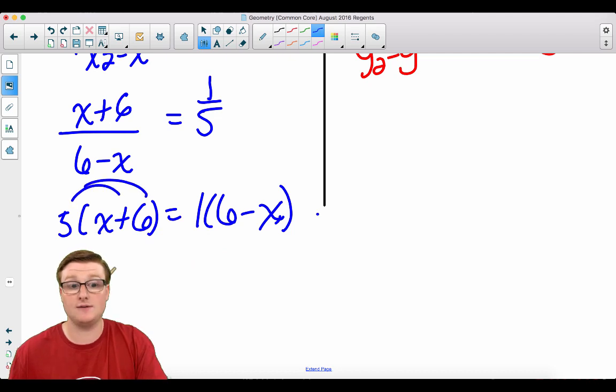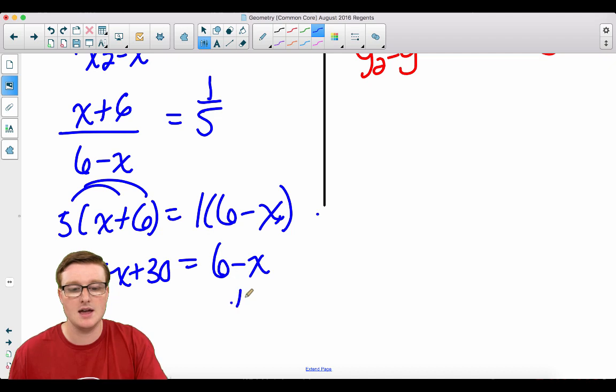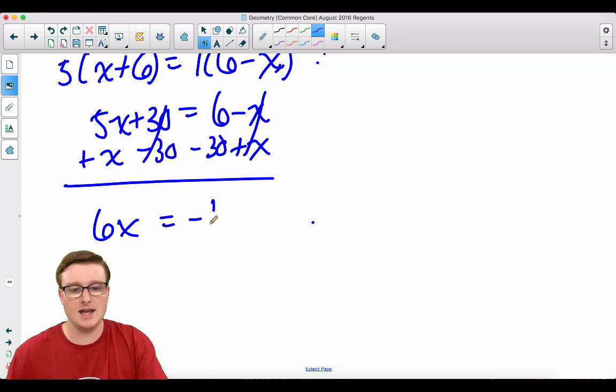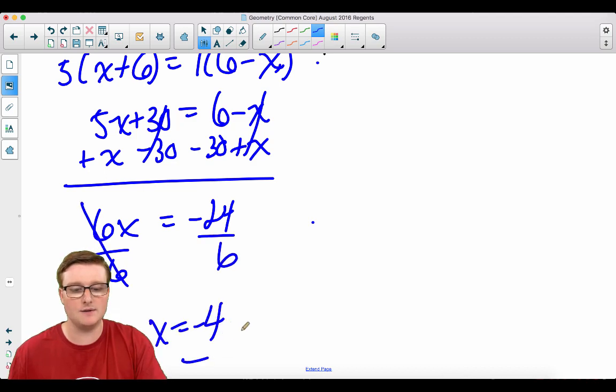Distribute that 5, we get 5x plus 30 is equal to 6 minus x. Add the x on both sides. We get 6x, I'm going to subtract the 30 as well, is equal to negative 24. Divide by 6 on both sides, and you get x is equal to negative 4.